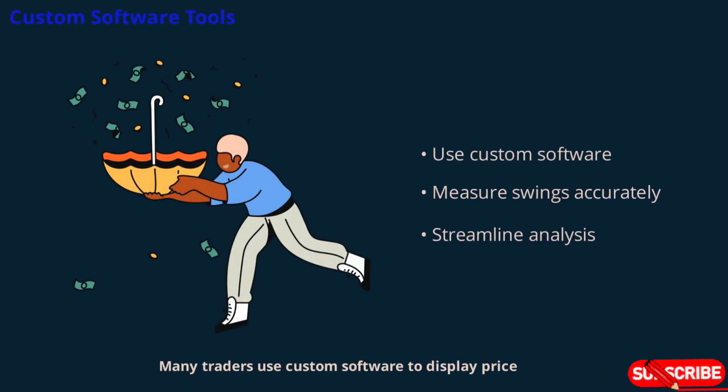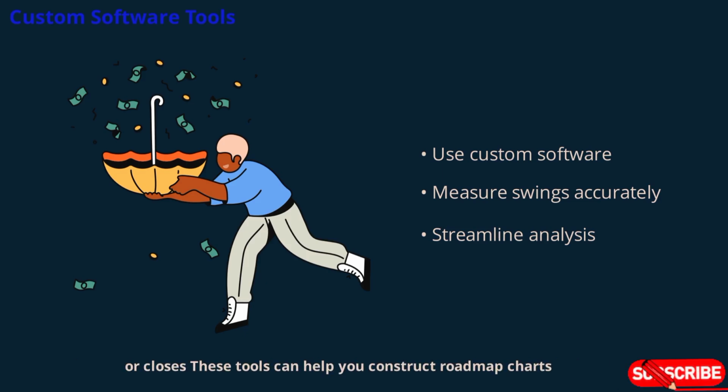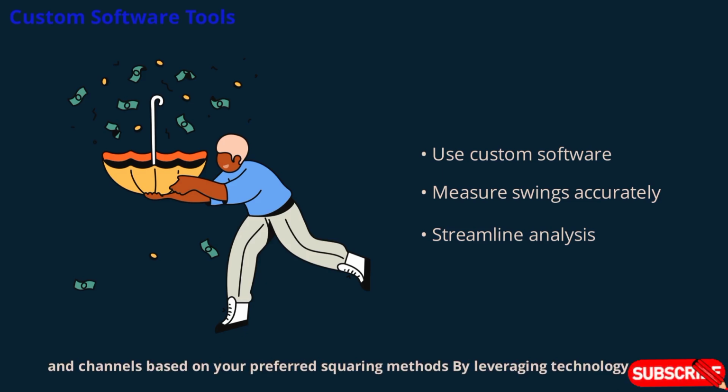Many traders use custom software to display price data and measure swings using different price points, such as bar highs, lows, or closes. These tools can help you construct roadmap charts and channels based on your preferred squaring methods. By leveraging technology, you can streamline your analysis and focus on making better trading decisions.